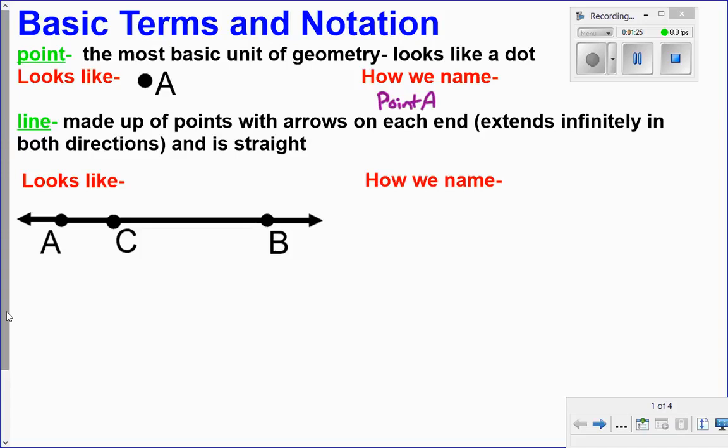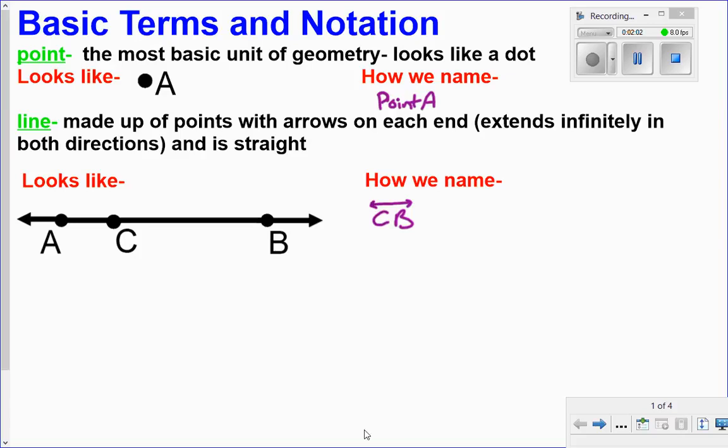Now, when we are naming a line, we have to use two of the points that are on the line. Any 2 points that are on the line we're going to use to name the line. So this particular line has a couple different names. One of the names we would call this line would be line CB. And again, you can see I just used 2 of the points, and then above the CB we just write a little line with arrows. So if I was reading this notation here, I would just call that line CB.